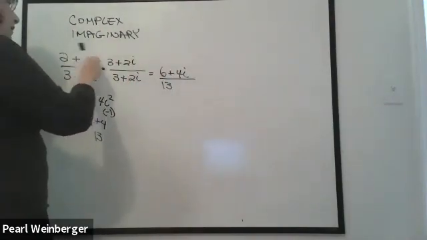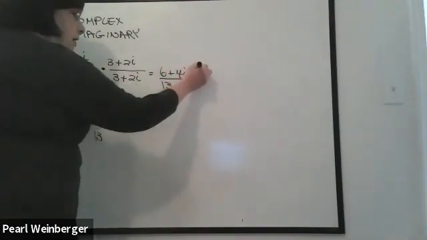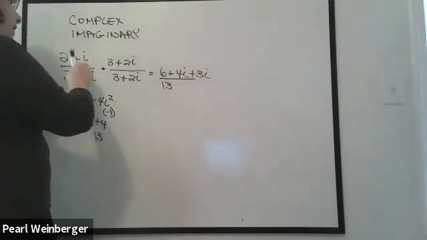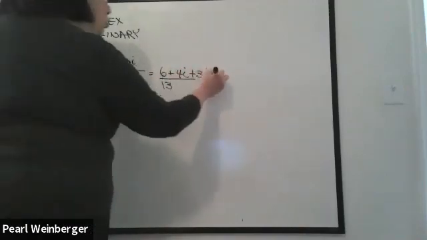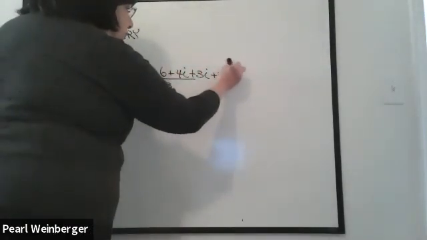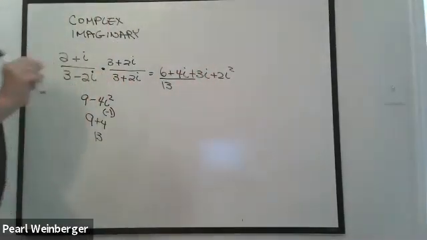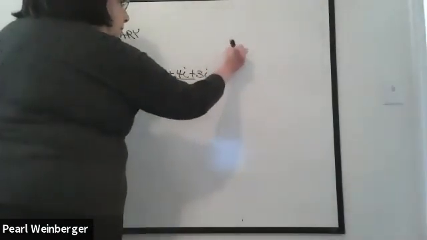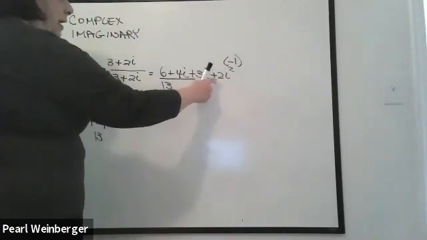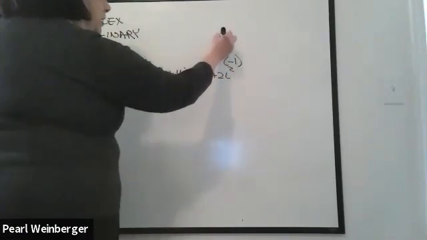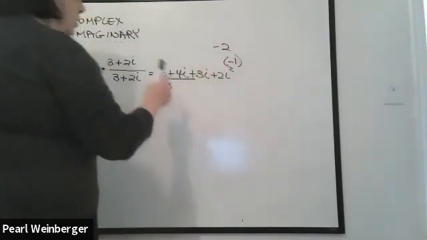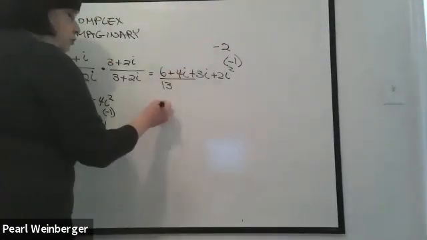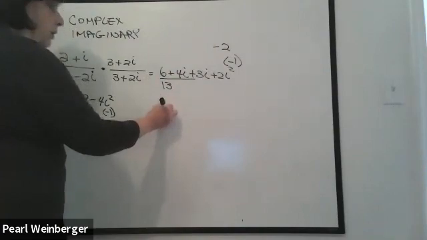Inner is i times 3, which is 3i. And finally, last is i times 2i, which is 2i squared. Again, don't forget, i times i gives you i squared, and then i squared is again going to be a negative 1. Positive 2 times negative 1 gives you negative 2. So if I combine my like terms, I have a 6 and a negative 2, which is 4.